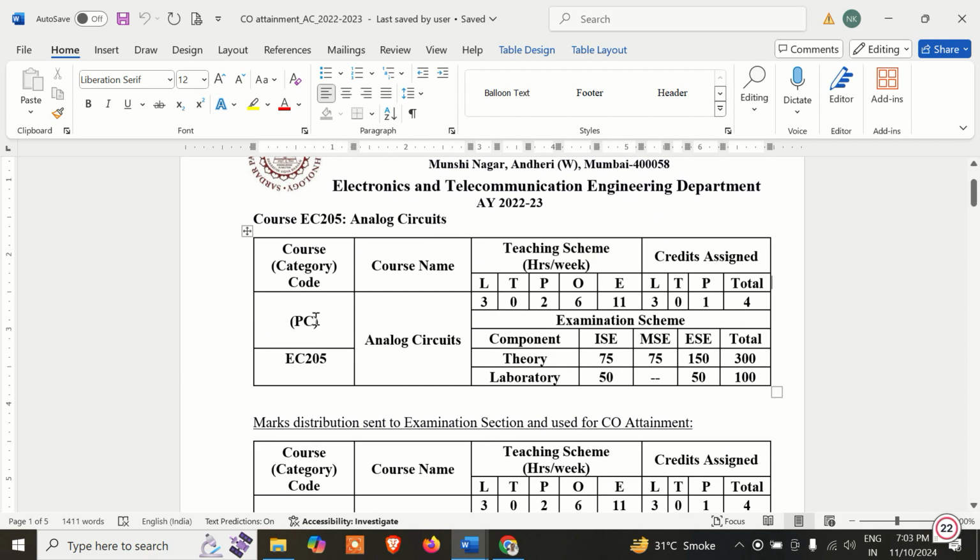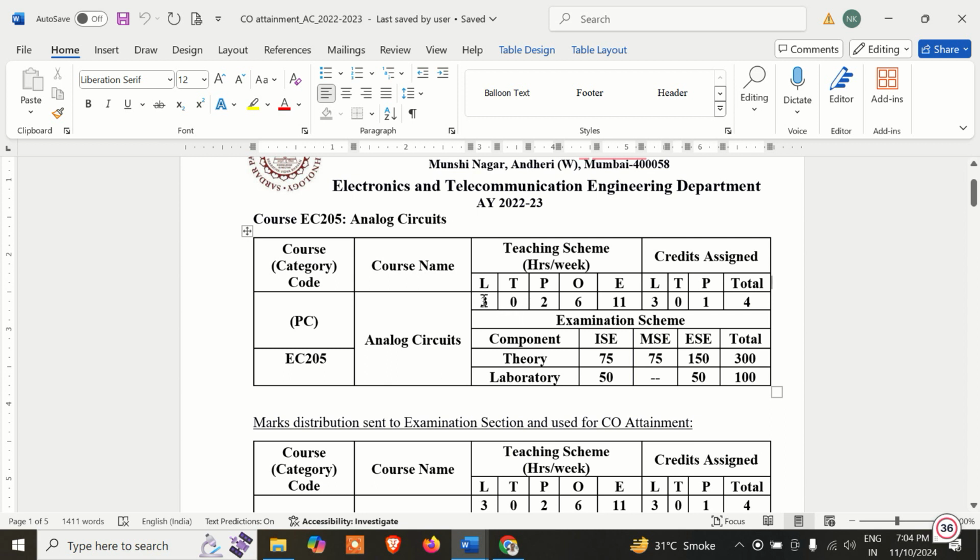So analog circuits, EC205, belongs to program core, like I already mentioned with the abbreviations. The category the course belongs to. What you can notice is that while creating the course file, you should follow the definition. The number of teaching hours for that course, the number of lecture hours is 3. If there are any tutorials, how many practicals are there?